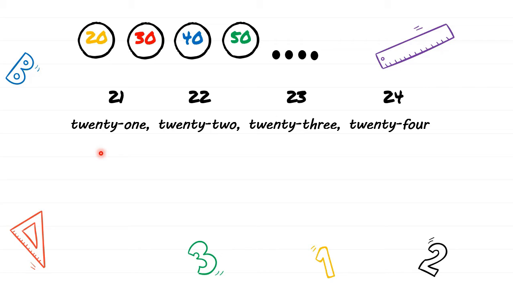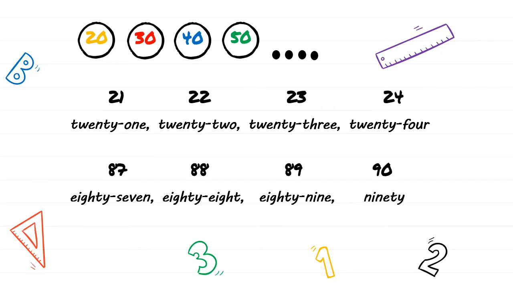Bila kita nak menyebut 21, 22, 23 dan seterusnya, kita hanya perlu tambahkan perkataan nombor kedua. Contoh 21, 22, 23. This can be used for every number from 20 to 90. Kaedah ni boleh digunakan untuk nombor 20 hingga 90.